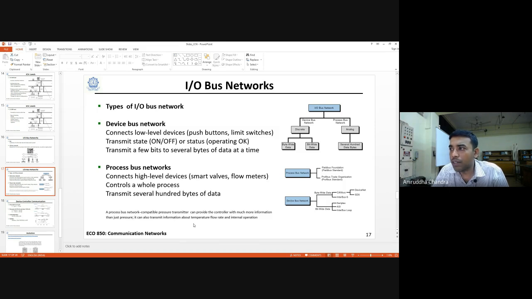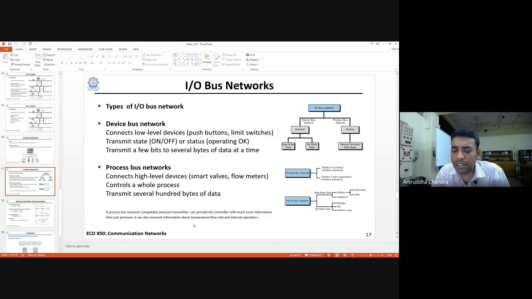But the process bus networks connect with high-level devices, like smart valves or flow meters. They know what to do themselves if there is an event, and they control a whole process. They do not control only a single motor or so. They probably control the whole flow cycle, and they can transmit several hundred bytes of data. So that's why they're different.